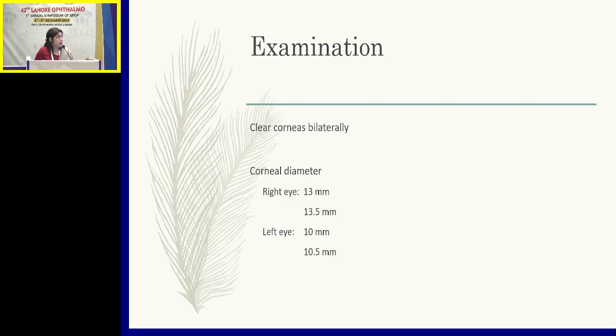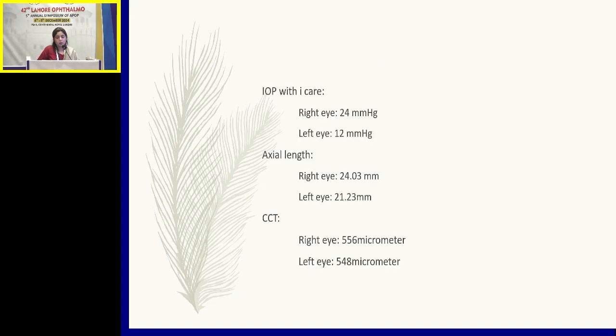On examination, we saw that the cornea was clear bilaterally. The diameter in the right eye was 13 millimeters, and that of the left eye was 10 millimeters. The IOP in the right eye was 24 millimeters of mercury, and that of the left eye was 12 millimeters of mercury. The axial length was 24 in the right eye, and in the left eye it was 21.23. Corneal thickness was 556 in the right and 548 in the left eye.